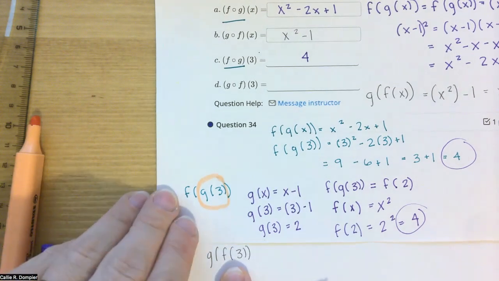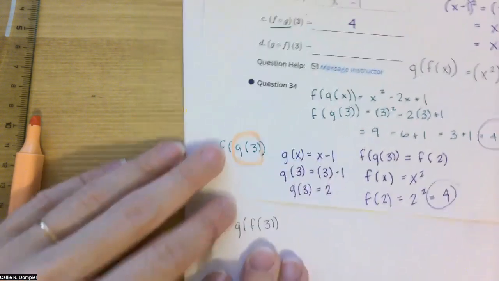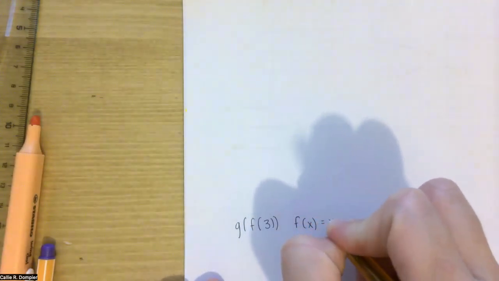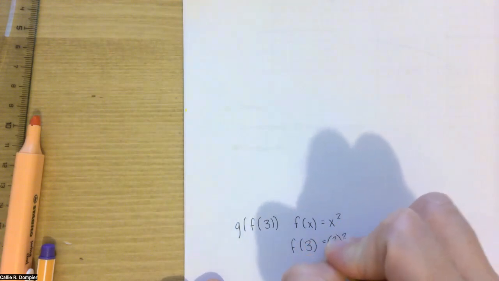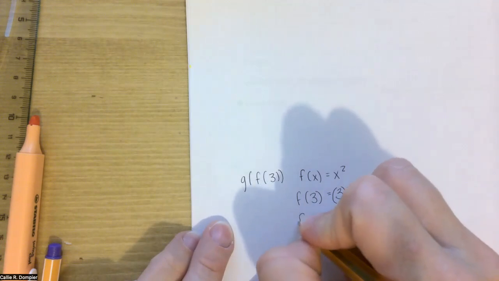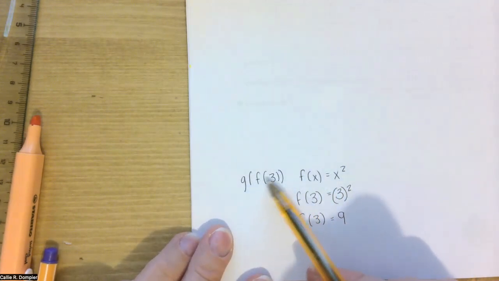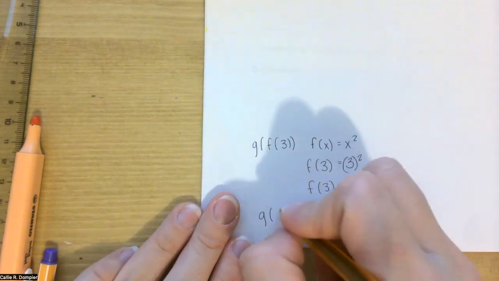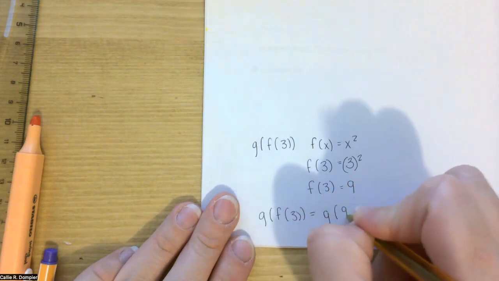F of 3 is, f of x equals x squared. So f of 3 is going to be 3 squared. 3 squared is just 3 times 3. So f of 3 is 9. Now we're going to replace f of 3 with 9. G of f of 3 becomes g of 9. We look at what g is.